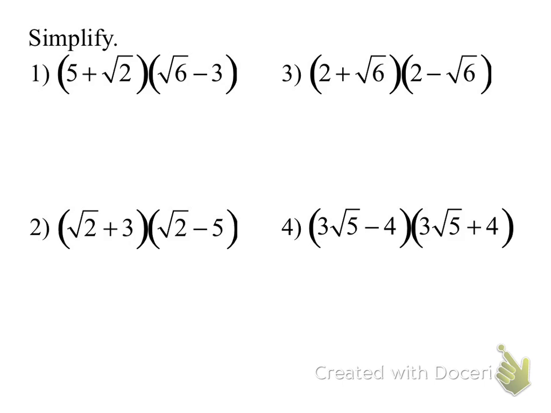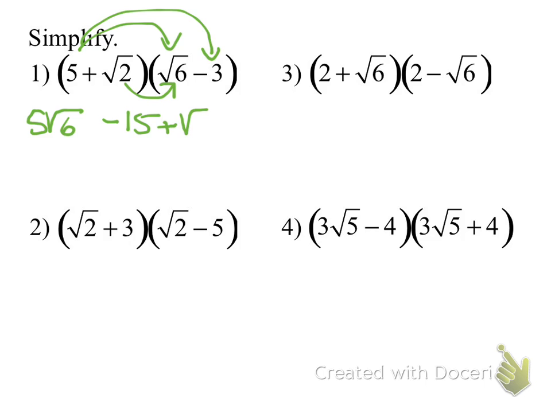All right. If I have binomials, we just treat it the same way we've been multiplying binomials. We're going to FOIL or double distribute. 5 times radical 6 is 5 radical 6. 5 times negative 3 is negative 15. Radical 2 times radical 6 is radical 12, and radical 2 times negative 3 is minus 3 radical 2.